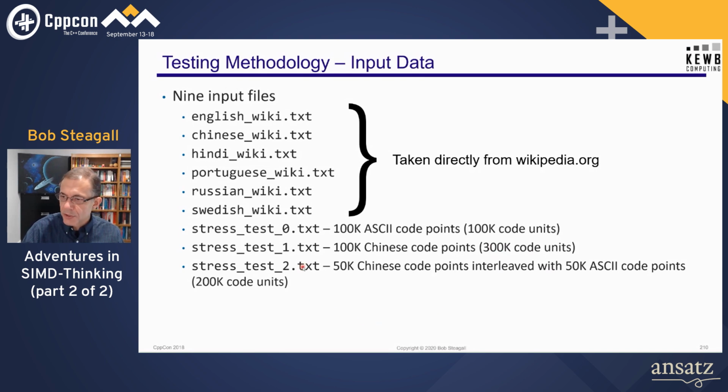And finally, stress test 2, where I had 50,000 Chinese code points interleaved with 50,000 ASCII code points. So there would be a 3-unit Chinese code point, followed by an ASCII code point, followed by the same thing repeating over and over again. And this is really a torture test.